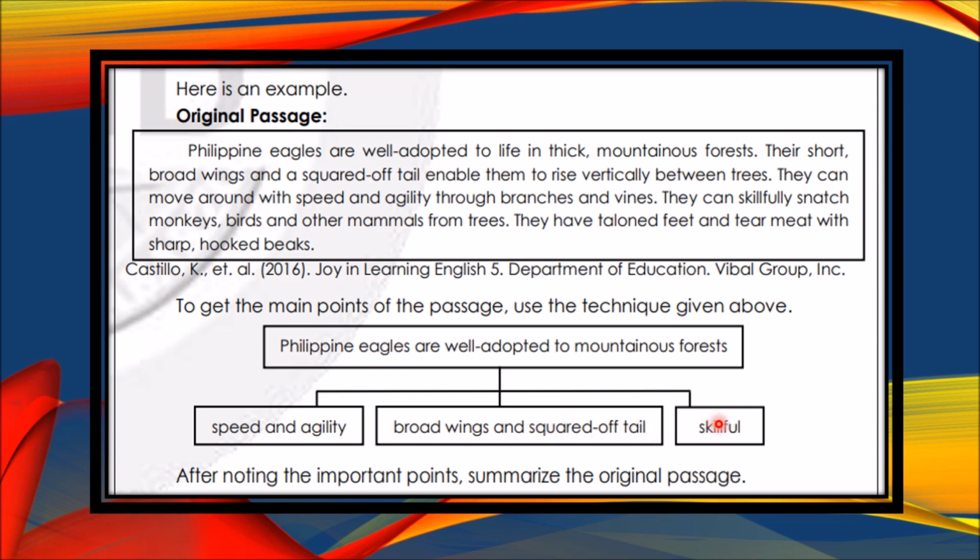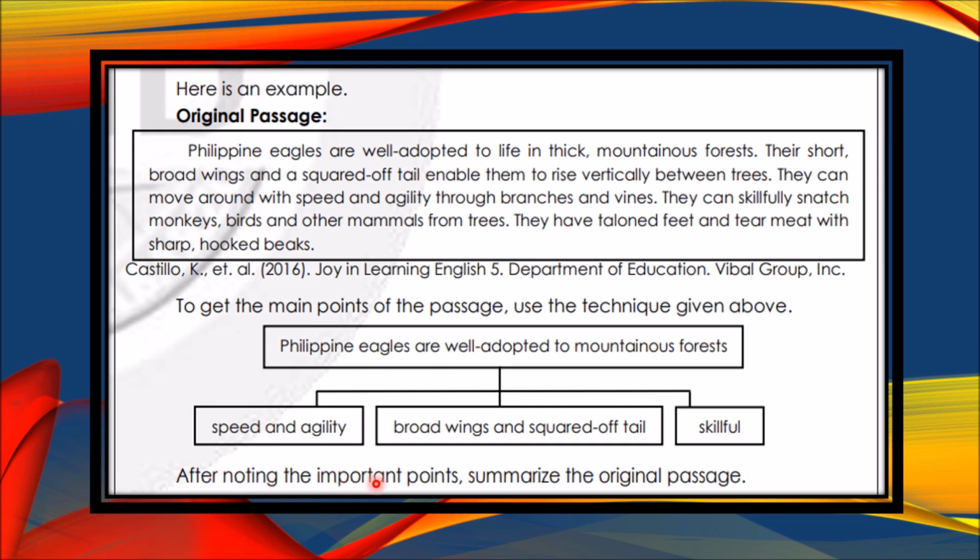the details. Okay, speed and agility, broad wings and squared-off tail, skillful. These support the main idea. So these are the supporting details. It's about the Philippine eagles. Okay, because the main idea here is that the Philippine eagles are well adapted to mountainous forests. So the supporting details here support the ideas about the Philippine eagles.